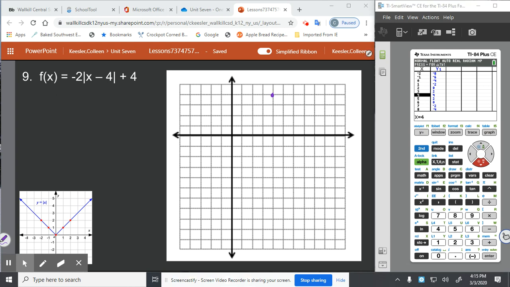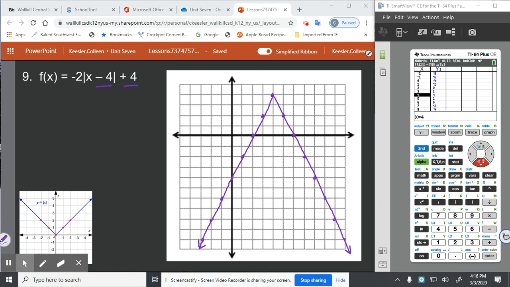So 4 and 4 is here. Then from there we have 5 and 2, and 3 and 2. From there we have 6 and 0, and 2 and 0. So we see a negative slope of 2 in both directions. So we can keep building that instead of using the table. And our graph looks like this. Notice how this is kind of like vertex form. These 2 points here tell us the vertex of 4, 4.